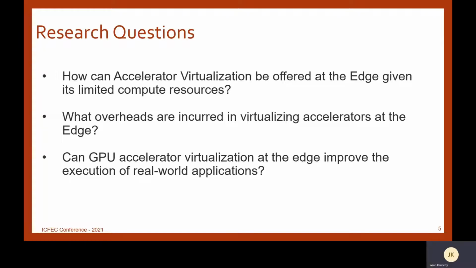We identify the areas in which these overheads occur, and we show that despite these overheads, AVEC can still achieve up to a 7.5 times speed up. And then for our last research question, can GPU accelerator virtualization at the edge improve the execution of real-world applications? The answer to this question, we demonstrate that it is in fact feasible to offload these computationally intensive workloads using GPUs. And in our experimental evaluation, we carry it out using a deep learning application called OpenPose.